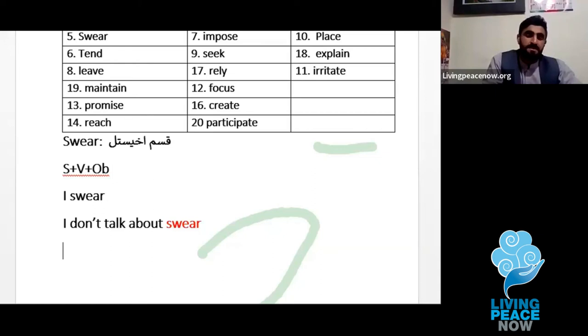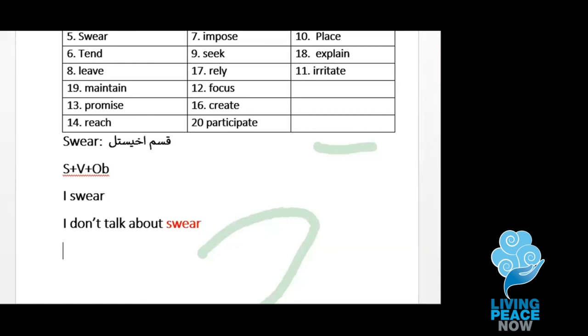And also, we have another form of this word, the adjective form.